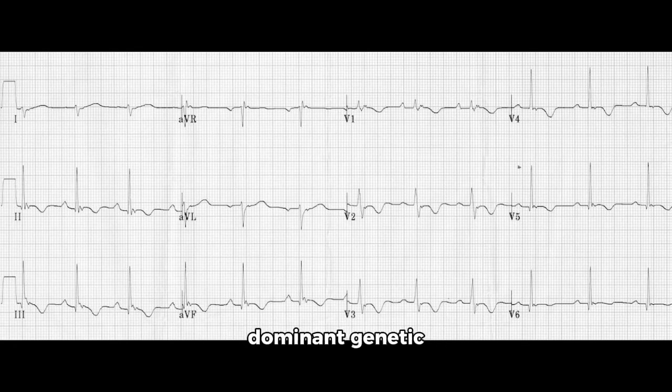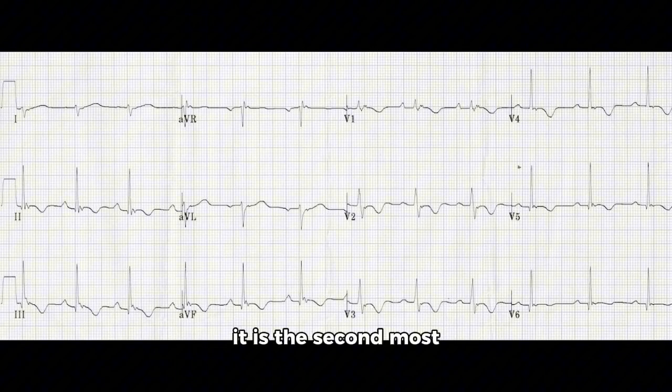ARVD is an autosomal dominant genetic disorder of myocardium in which there is fatty infiltration of the right ventricular free wall, predisposing to paroxysmal ventricular arrhythmias, sudden cardiac death, and biventricular failure.